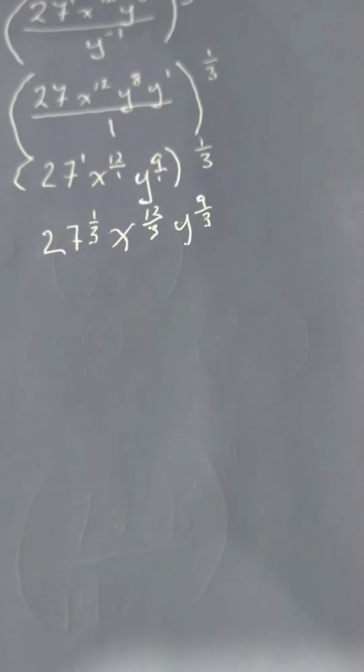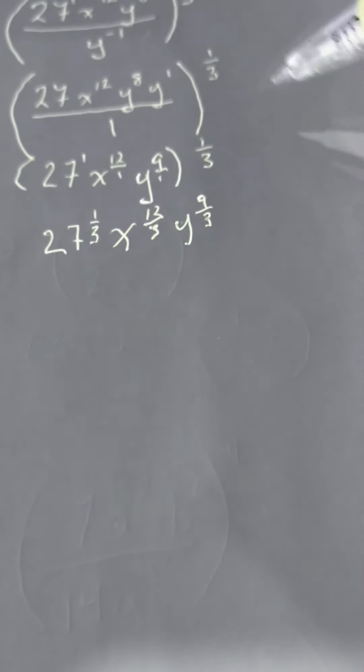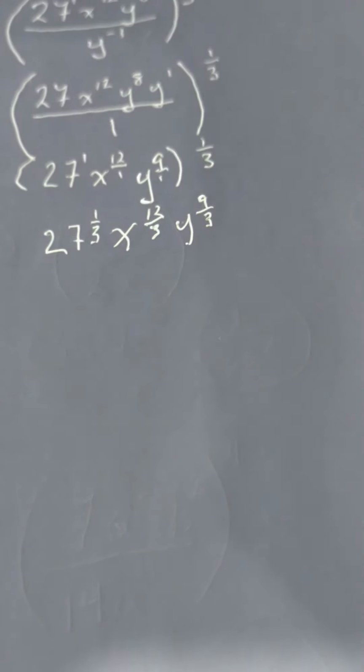One more step. This is the third root. If it's to the 1/3 power, it means to the third root. What times itself is 27? Well, that's 3. 12 divided by 3 is 4. 9 divided by 3 is 3. We're finished. And here's our next one.